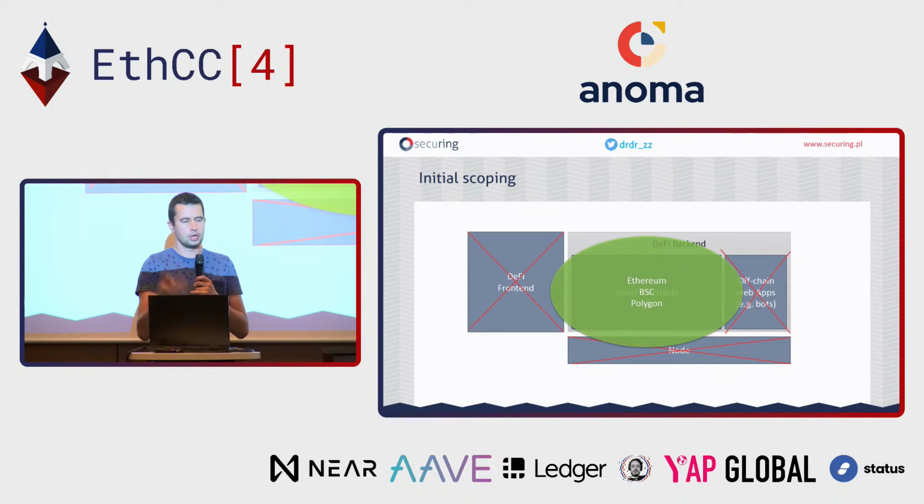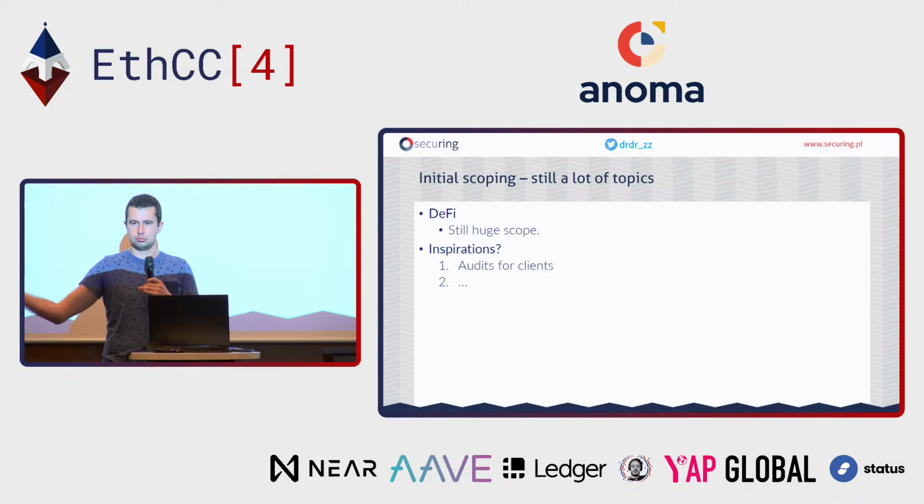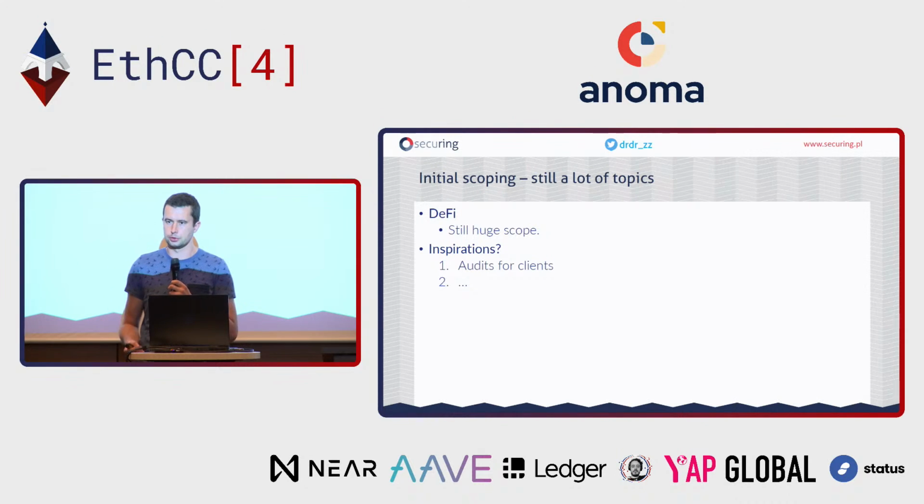And what's great about that is that you're not limited only to Ethereum, because you actually can check smart contracts on different chains like Polygon or even Binance Smart Chain, right? So it's still a huge scope, right? It's not yet finished. I haven't yet finished scoping, and I was looking for some inspiration for the research.